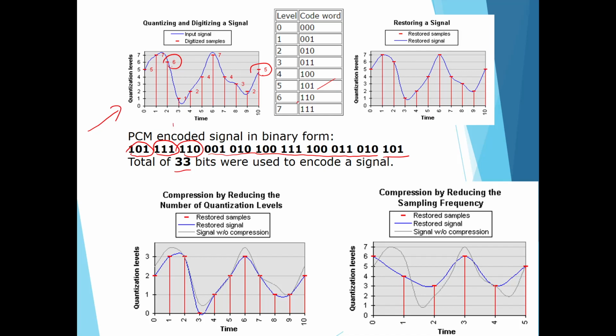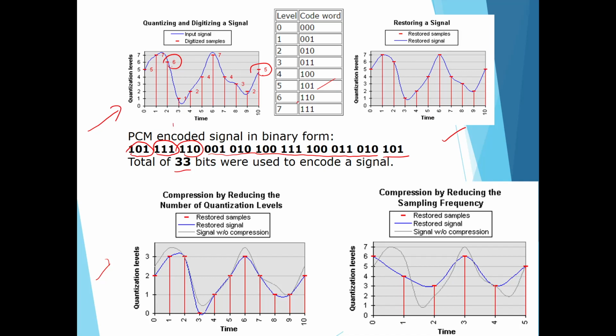Similar for the picture on the right and the picture on the left below. This is compression by reducing the number of quantized levels. There are many methods of compression. First, we can compress by reducing the number of quantized levels, or we can compress by reducing the sample frequency. So these are methods for compression.